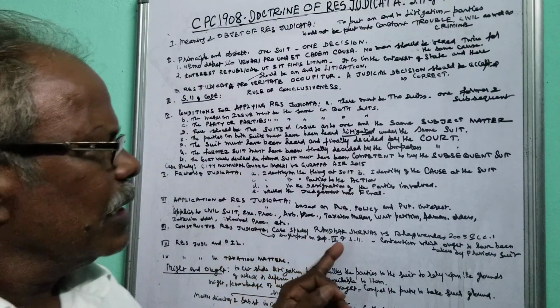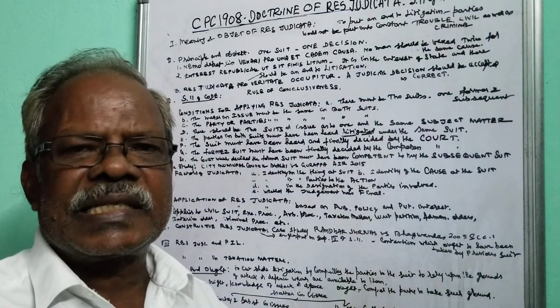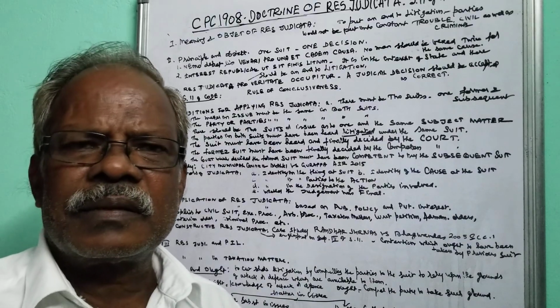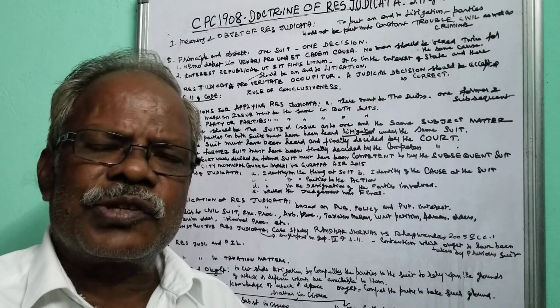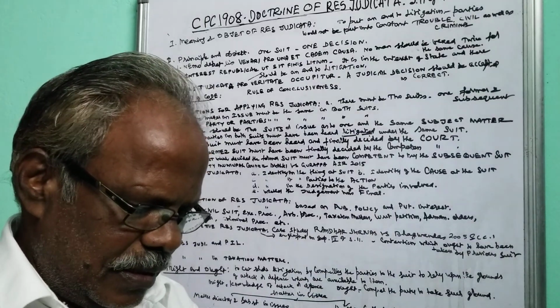So here we want to give an illustration. A sues B. The illustration is on a promissory note.